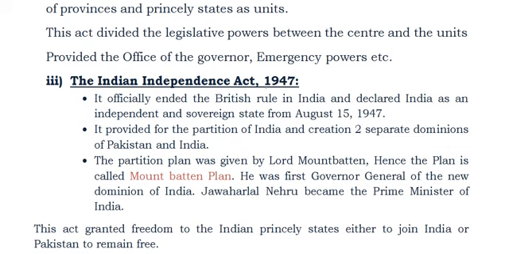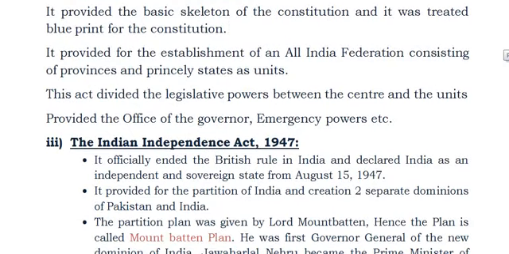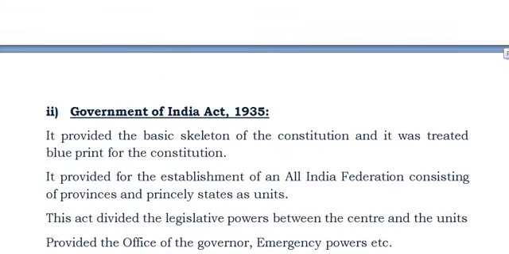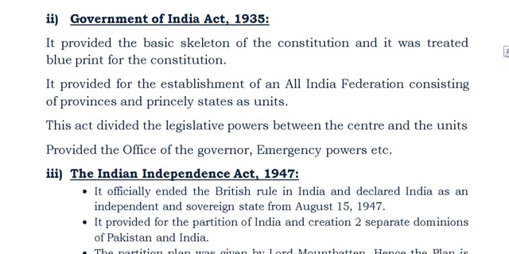The third thing we need to discuss, and this is very important, is the Indian Independence Act. Don't confuse it and say it is a Government of India Act 1947. It's the Indian Independence Act. If it starts with Government of India, that means it was enacted by the British. If it starts with India, then it was enacted by Indians.